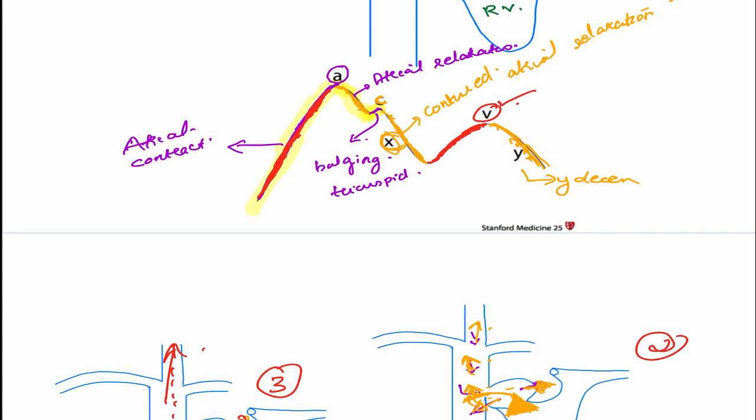So pushing of the AV valve into the atrium, pressure rises, but atria continues to relax, X descent. But as it relaxes, it gets filled with blood by venous return, and once it is completely filled with blood, the AV valve reopens and the blood flows into the ventricle, which decreases the pressure further. So this is basically the JVP waveform.